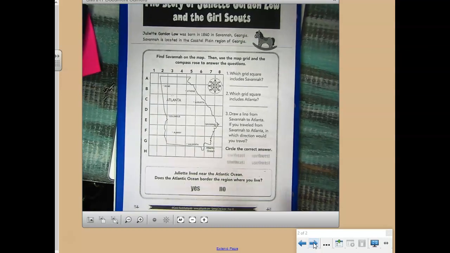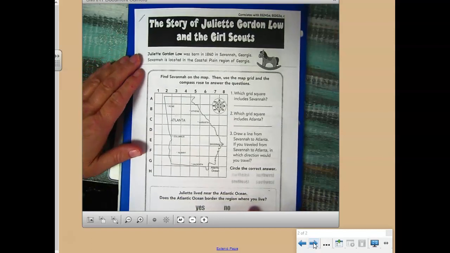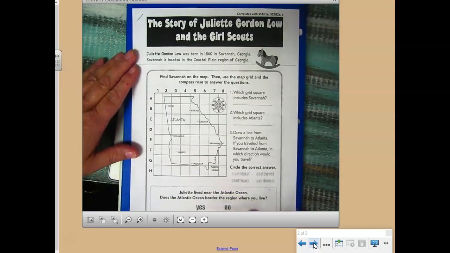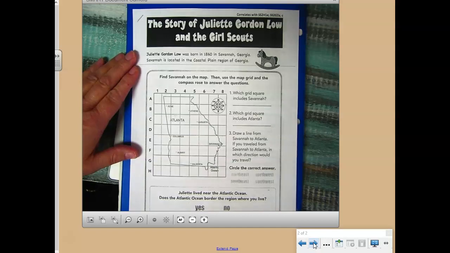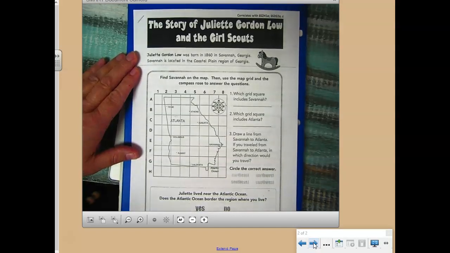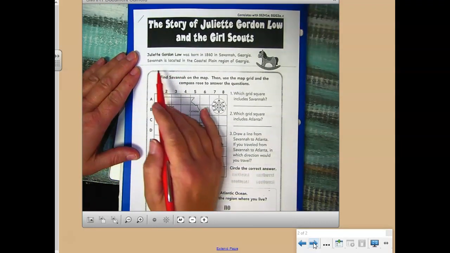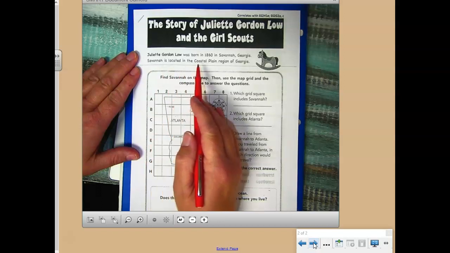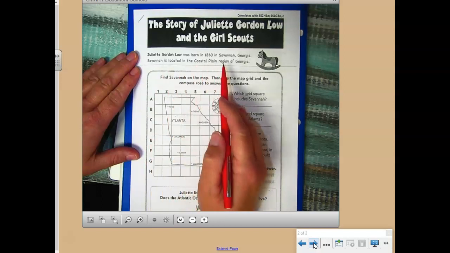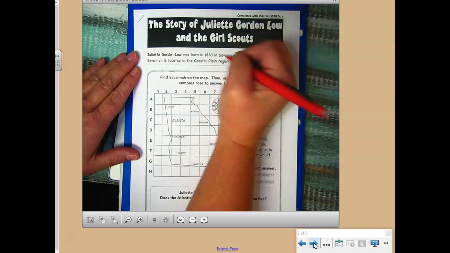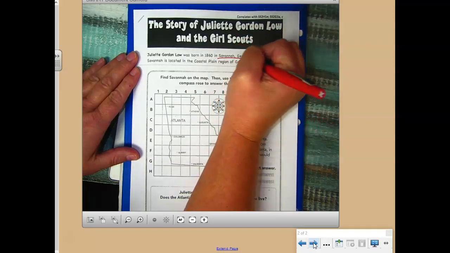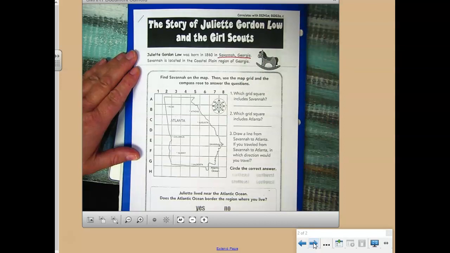Now we're going to start out of our Georgia Social Studies book, the story of Juliette Gordon Low and the Girl Scouts. Juliette Gordon Low was born in 1860 in Savannah, Georgia. So where is Juliette from? Savannah.